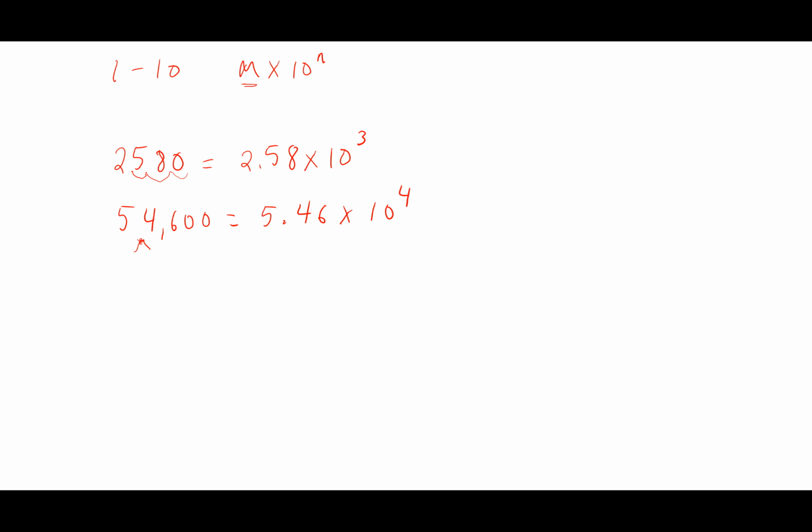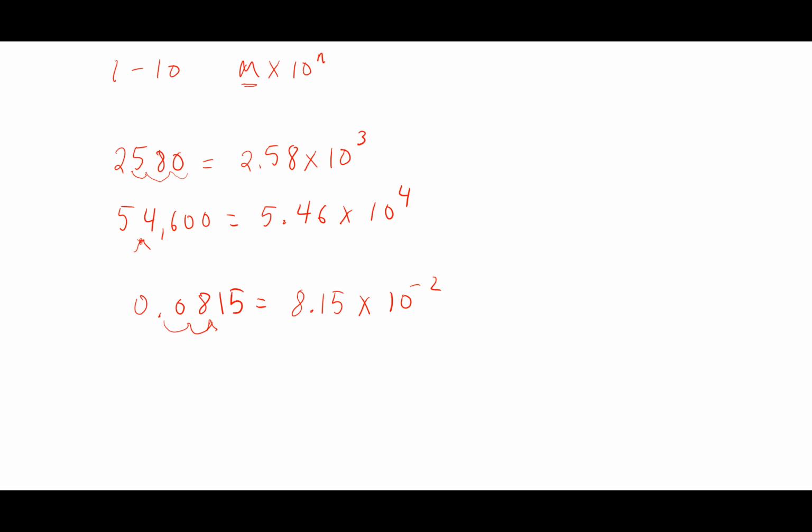Let's do one with a decimal. Let's do one like this, 0.0815. Now this one you're going to move the opposite way. Now remember, it's positive if you're moving it to the left. It's going to be negative if you move it to the right. So this one, we want to put the decimal here because 8 is between 1 and 10. So it's going to be 8.15 times 10, and that's going to be to the negative 2 because you're moving the decimal to the right. Okay?